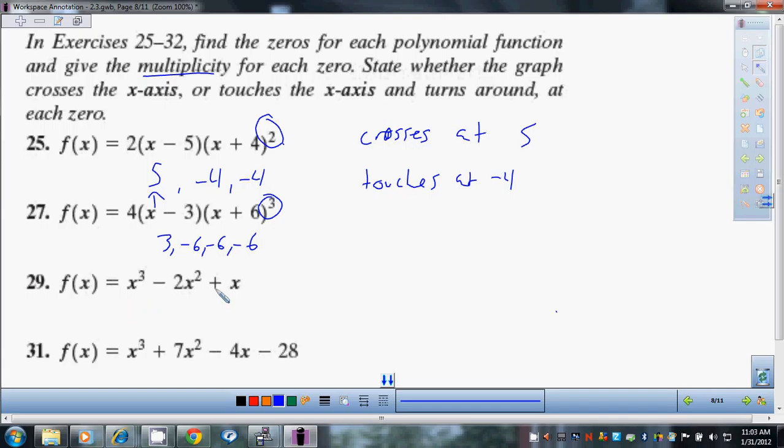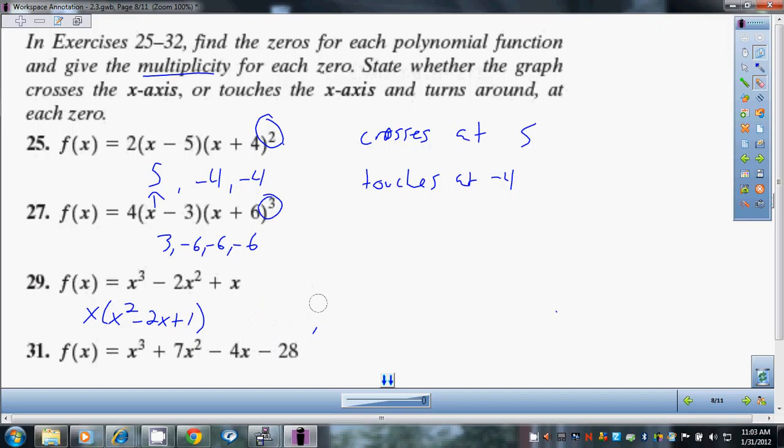For 29 and 31, you have to factor a little bit. This one's going to be x. You have to factor that a little further. I think it's x minus 1 squared when you factor that. Of course, you could just do the quadratic formula. If you're not a good factorer, no problem. Find a way to get it down into a quadratic, and then you could just do the quadratic formula on it.